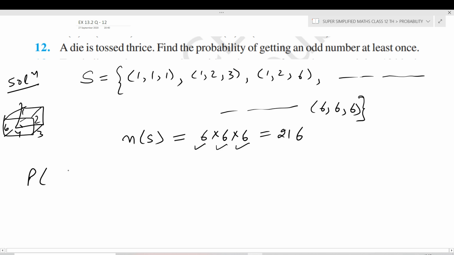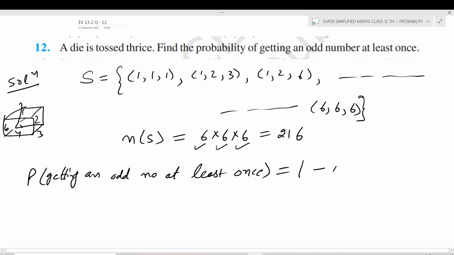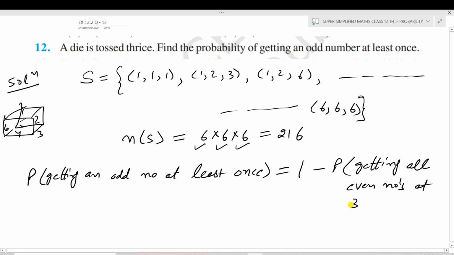You have to find the probability of getting an odd number at least once. So if we do it this way, from the total probability, we subtract the probability of getting all even numbers at 3 places. What we are doing is subtracting the probability of getting all those triplets in which we get all 3 places even, like 2, 4, 6 and different permutations of 2, 4 and 6. Then that will be the required probability in which you will have only those cases where at least one number will be odd.